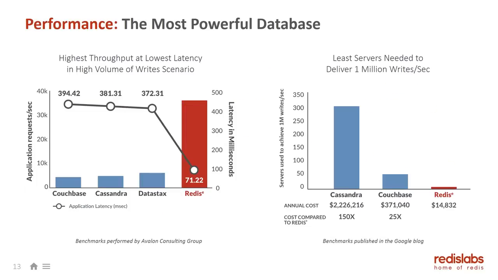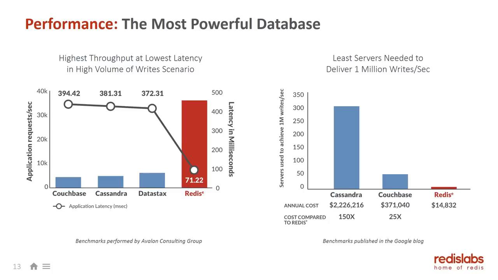Now, let's talk about performance. Redis is a very, very powerful database. Avalon performed this benchmark a few years ago, the one you see on the left side. What Avalon found was Redis not only had the highest throughput, it had the highest throughput with the least latency. So that's awesome. There was no other database that came even close to Redis Enterprise.